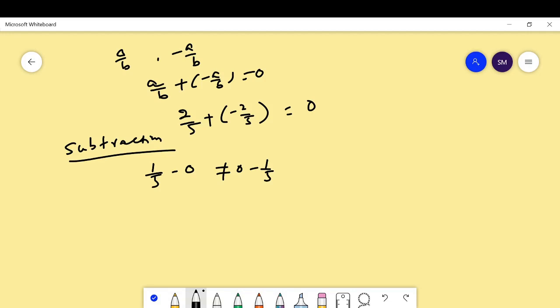Here we come to the conclusion that in case of rational numbers, addition satisfies all properties: closure property, associative property, commutative property, inverse property, identity property. But subtraction doesn't satisfy the other properties.